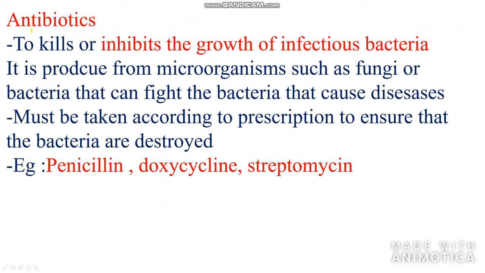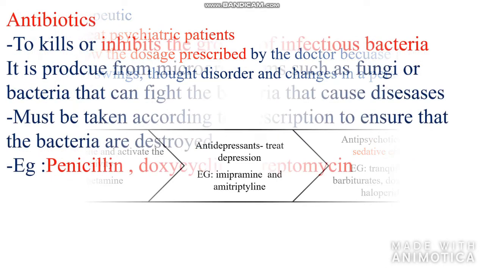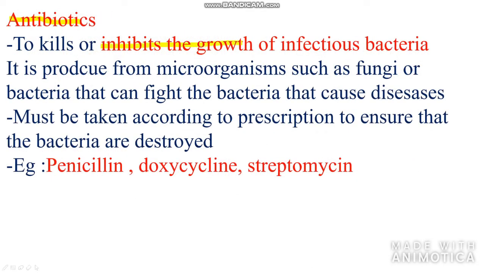Next, antibiotic. Antibiotic is used to destroy or inhibit growth of the infectious bacteria. Antibiotics are produced from microorganisms such as fungi or bacteria that can fight the bacteria that cause disease. Okay, it must be taken according to prescription to ensure that the bacteria are destroyed. Examples of antibiotics are penicillin, doxycycline, and also streptomycin. As you can see here, antibiotic must be taken according to prescription to ensure that the bacteria are destroyed.